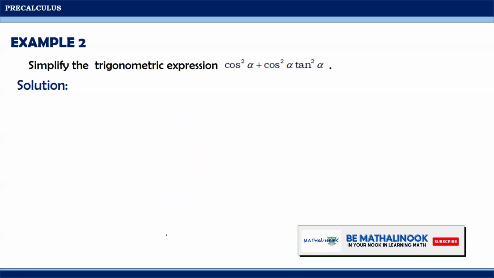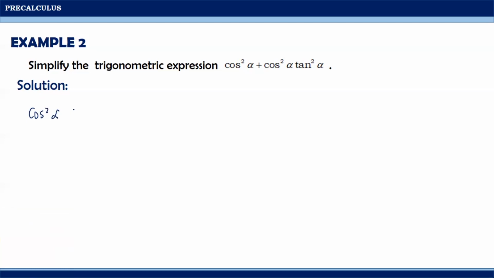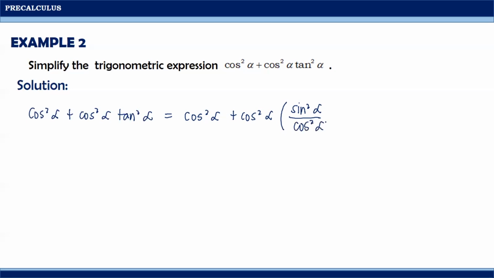Let us try another one. Let us simplify the given cosine squared alpha plus cosine squared alpha times tangent squared alpha. Just like what we did on the first one, let us express all the trigonometric expressions in terms of sine and cosine. Since we already have cosine here, then what we need to change is the tangent here. Using the quotient identity, tangent squared alpha is actually equal to sine squared alpha all over cosine squared alpha.